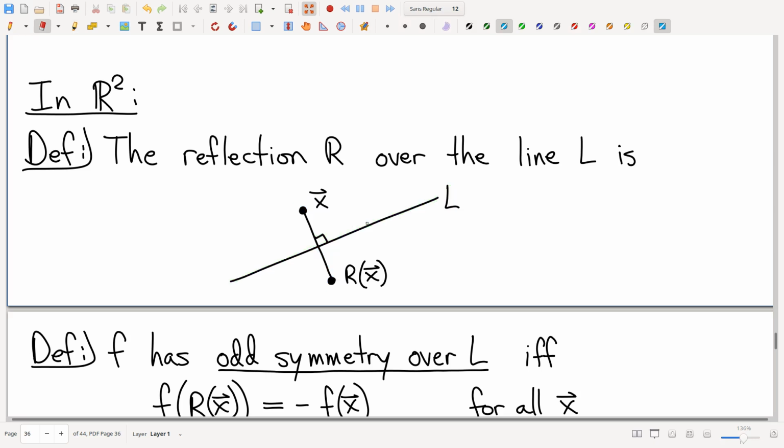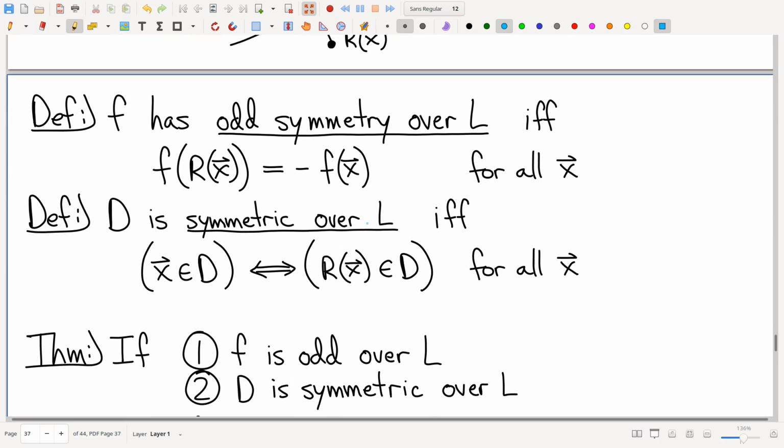All right. With the idea of a reflection given, we piggyback and get the ideas of what odd symmetry is. Odd symmetry means that when you reflect the input, you get a negative of the output, just like in single variable. And what does it mean to have a symmetric domain? Again, there are different ways to say this. I think the easiest way to understand a symmetric domain is that it's a domain that is its own reflection. This is one way to think about it. I've written it a little bit differently here, but take your pick.